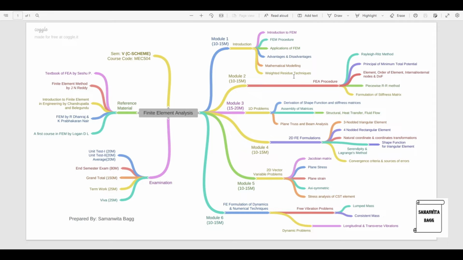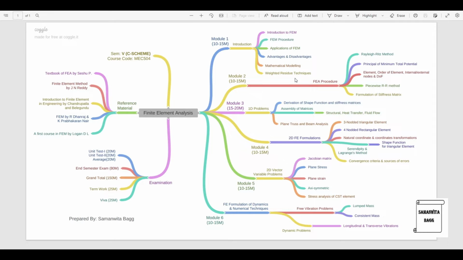Next comes the topic of weighted residue technique. There are 2 types in this. One is called as weak form and one is called as non-weak form. So when you study the non-weak form, there are 6 methods in that. One is directly the exact method and there are 5 more methods in this.